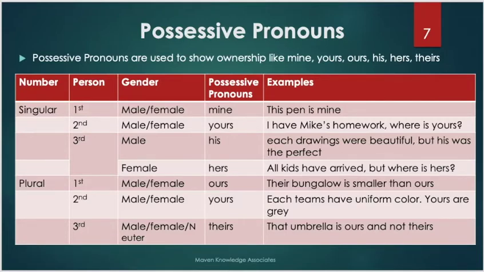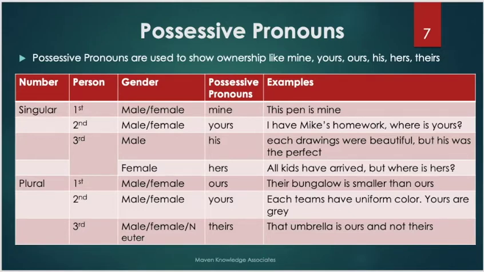Third, in case of male, we use his. Both drawings were beautiful, but his was the perfect. So his drawings, we are talking about his drawings. So we are saying both drawings were beautiful, but his was the perfect. So we are referring to, but his drawing was the perfect. So his is a possessive pronoun, and we will use it in case of male.